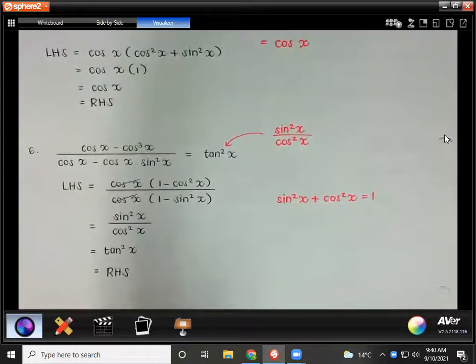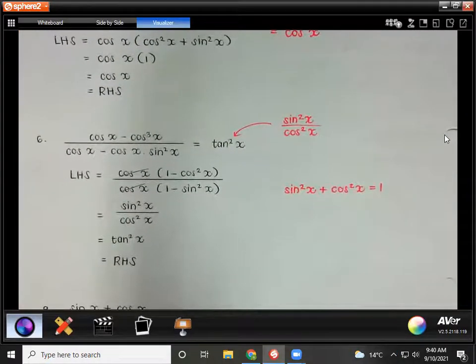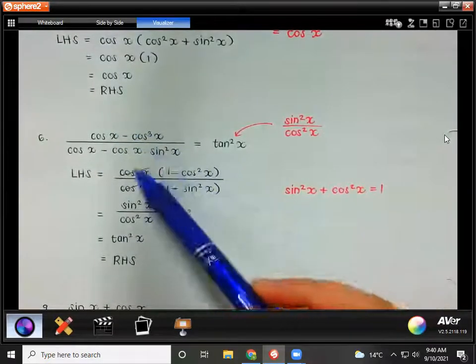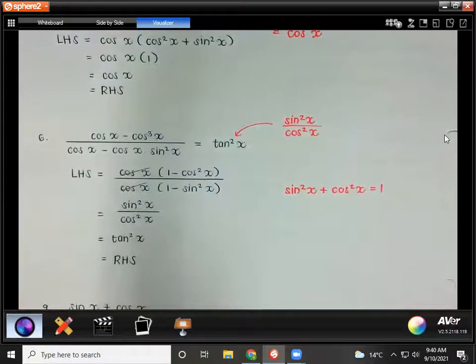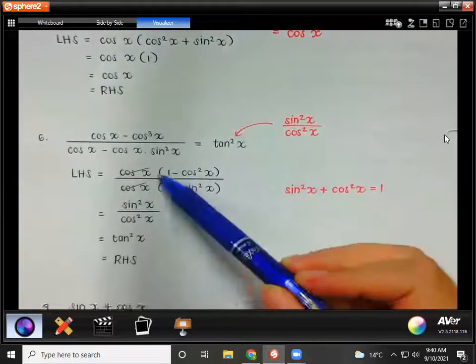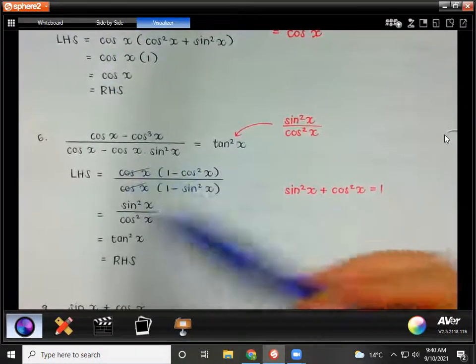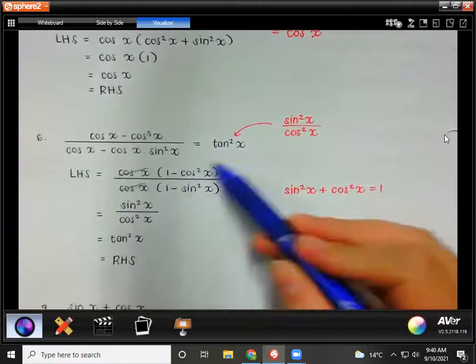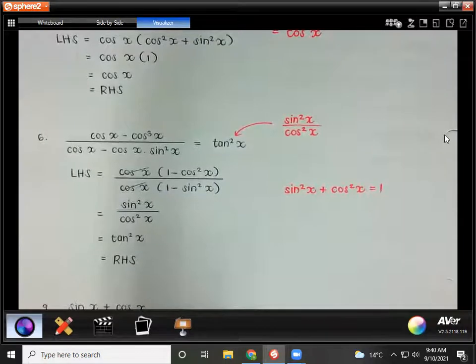Okay, number 6, guys. What I did here was I took cos x out as a common factor at the top and the bottom, which I think I mentioned yesterday that you could do. And now because you have one term at the top and one term at the bottom, you can actually cancel those cos x's out. And you're just left with what you had in your brackets.